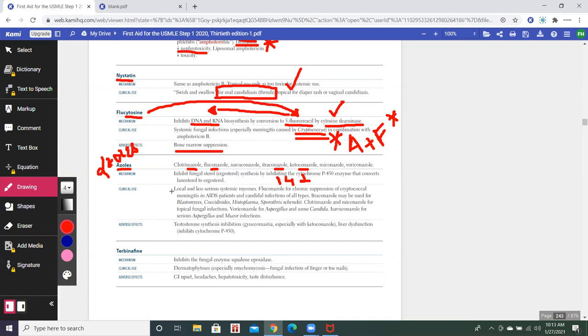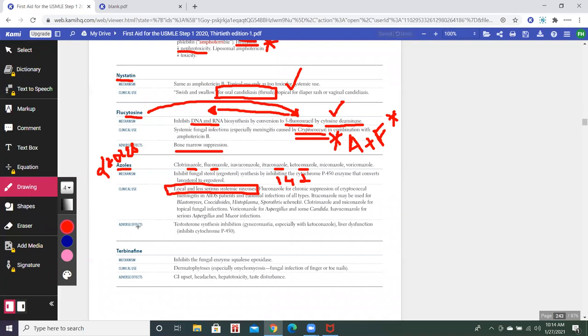But the only thing to focus on over here is that on a broad category, you can use azoles on local and less serious systemic mycosis. If you look over here, they mentioned cryptococcal meningitis, blastomycosis, coccidioides, histoplasma, sporothrix. Not once did they mention tineas or dermatophytes, okay? So the only thing to remember from over here: azoles act on 14-alpha demethylase and are used for local and less serious systemic mycosis. That's the only one, okay?